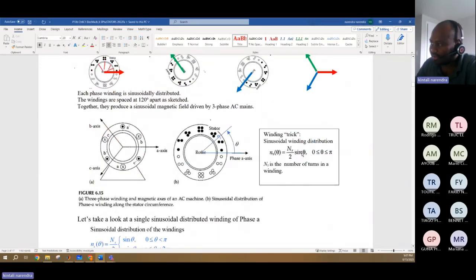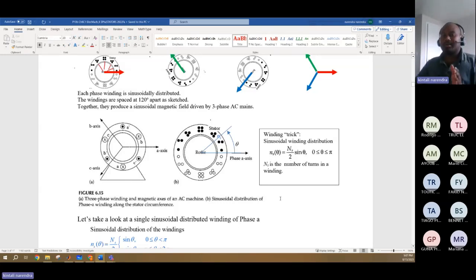If the angle is less, then the windings are reducing. If sine theta is 90, then it is Ns by 2. And as theta goes from 0 to pi, you know how the sine wave changes, right? The capital Ns is the number of turns in a winding, and small ns is the resultant. Not the resultant of the field, just the resultant windings, how many you are actually doing.